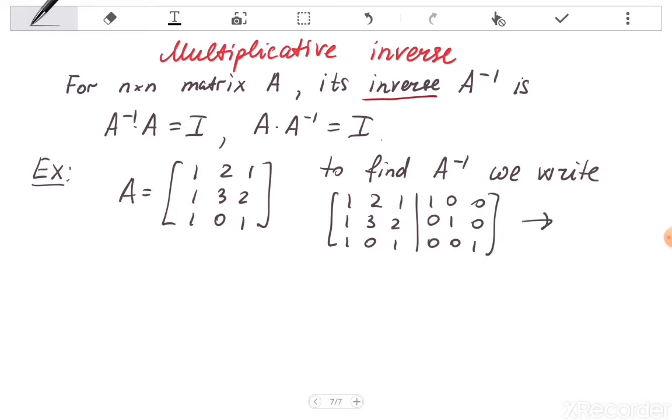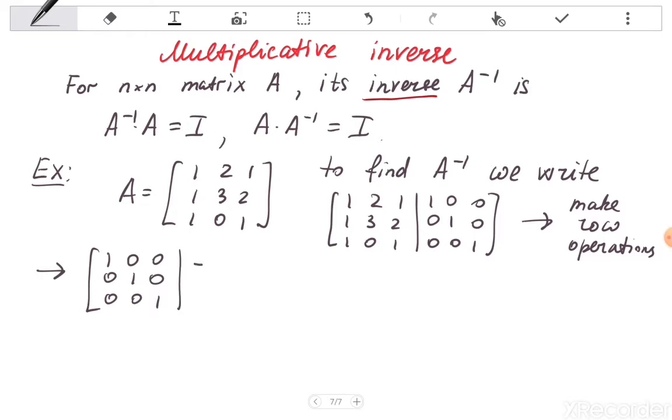Then what we do, we make some row operations. So here we make row operations to get the identity matrix here, and here some other matrix, and this matrix will be A inverse.